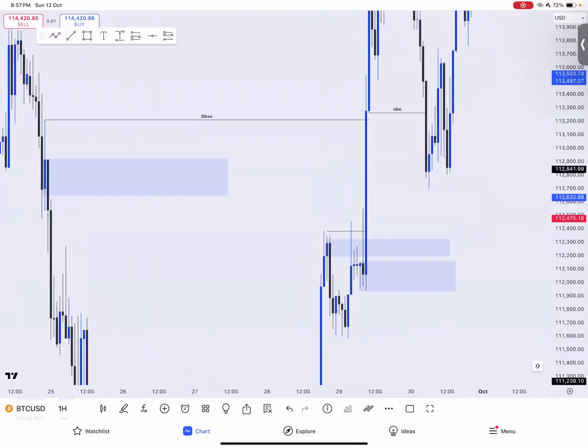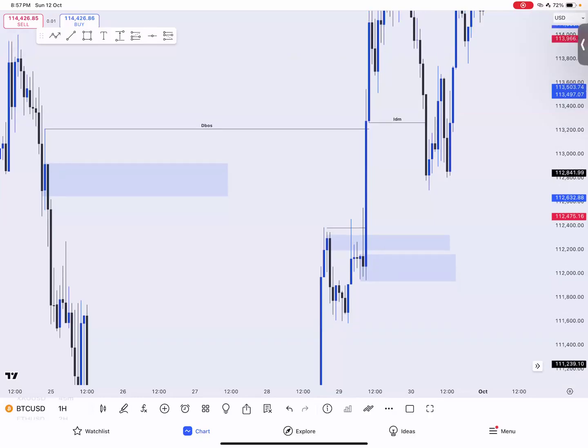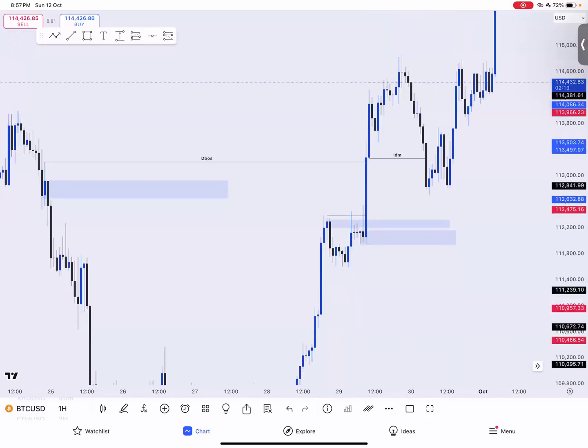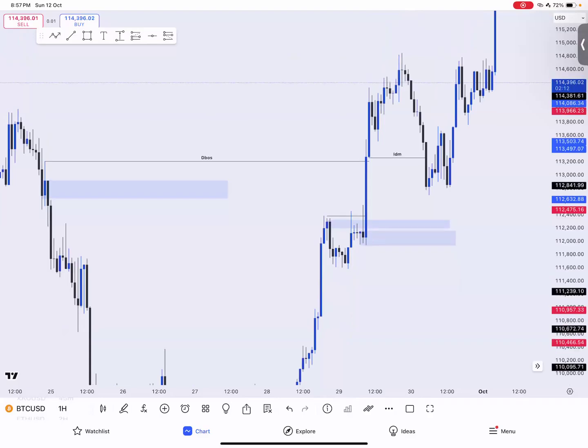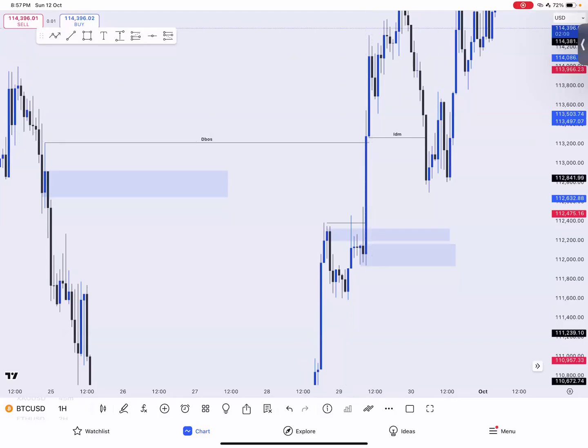Third rule, the points of interest need to be unmitigated. Means that while market was creating inducement, it needs to not have touched any of the points of interest you want to pick. And because market did not touch any of these points of interest, all 3 are still valid to be used as entries. The final rule, pick the point of interest closest to where inducement is. And which point of interest is that? Trace it down. Is this breaker block right here?